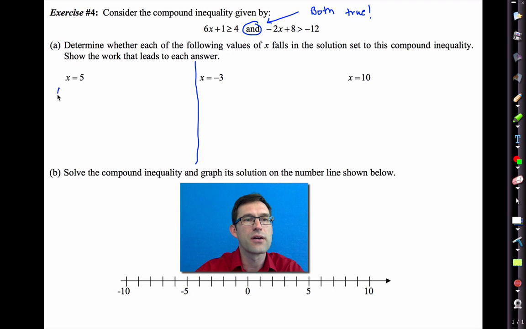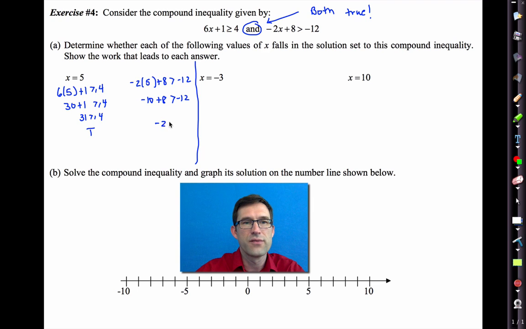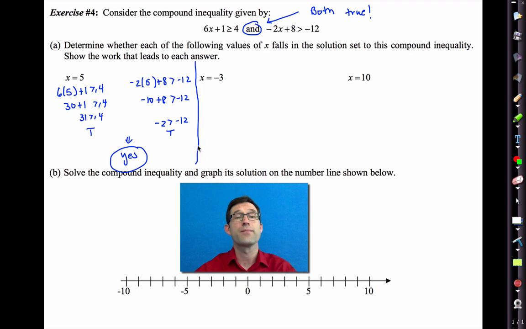For 5, let's take a look. 6 times 5 plus 1 greater than or equal to 4. 30 plus 1 greater than or equal to 4. 31 greater than or equal to 4. That's true. Got to check the other one though. Negative 2 times 5 plus 8 is greater than negative 12. Negative 10 plus 8 is greater than negative 12. Negative 2 is greater than negative 12. Might have to think about that one a little bit, but that's also true. So the answer is yes, it is part. So ultimately speaking, when we eventually shade the thing down here, 5 better be shaded.